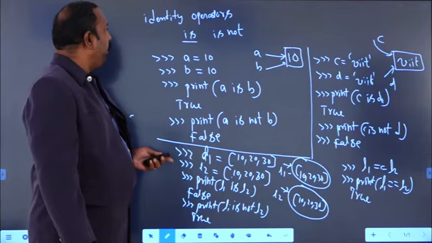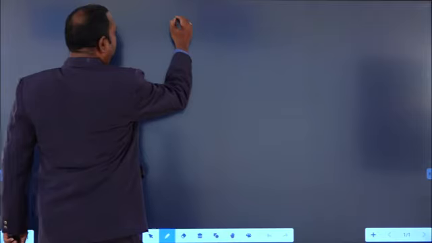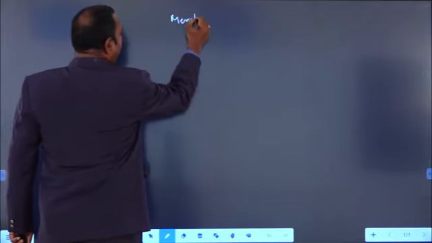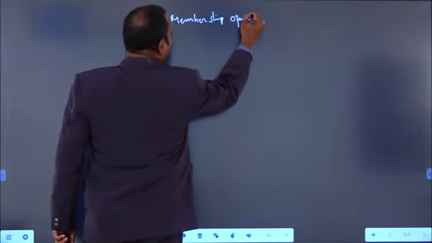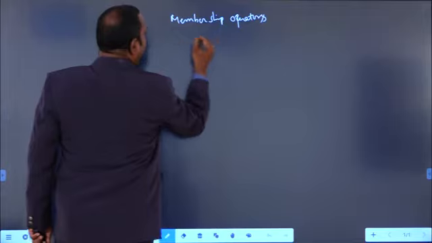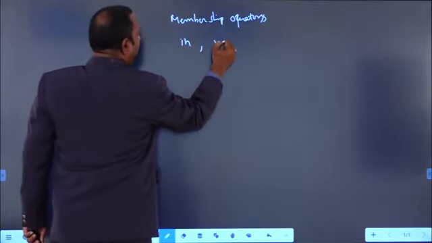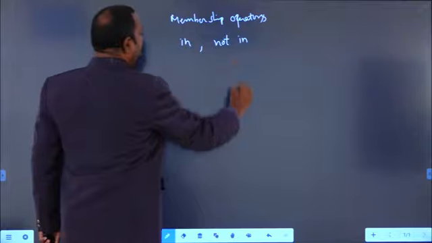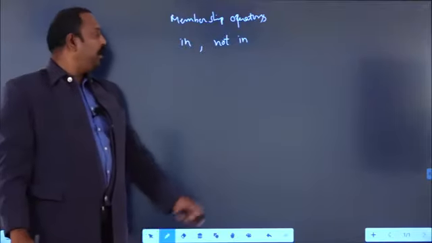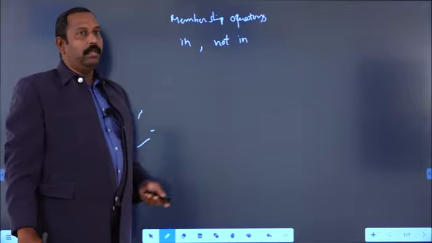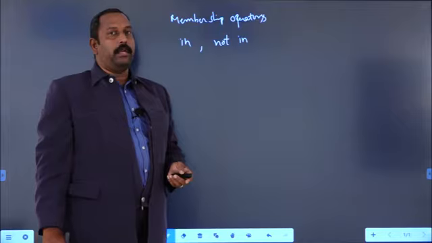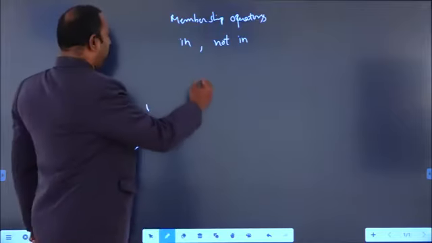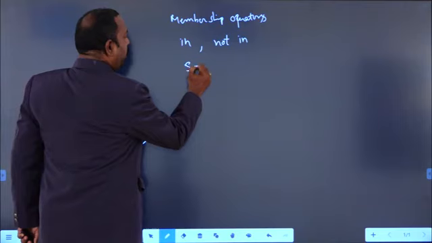Okay, so this is the is and is not operators. And the next one is in and not in. The last one is the membership operators: in, not in. If the variable is found in a sequence, you will get the value true in the case of in. But if the variable is not found in the sequence and you use the not in operator, you will get the output true.